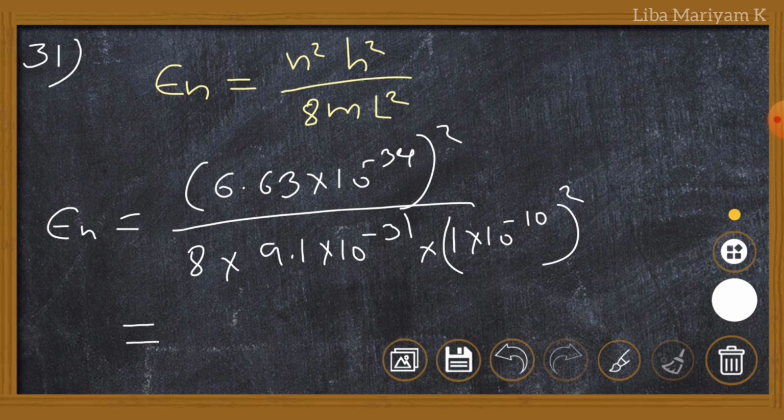ഇത് കാൽക്കുലേറ്റ് ചെയ്യുമ്പോൾ നമുക്ക് 6.031 into 10⁻80 ജൂൾ എന്ന് കിട്ടും. ബട്ട് ഇത് ഓപ്ഷനിൽ ഇല്ല.